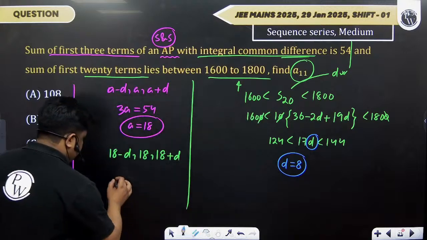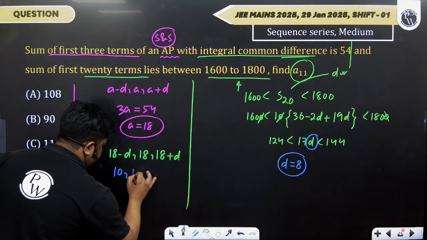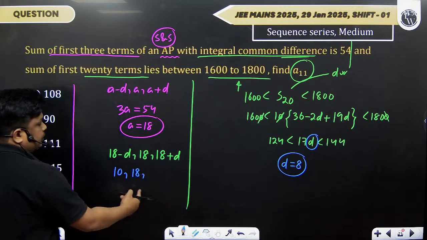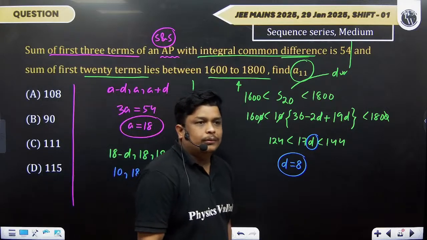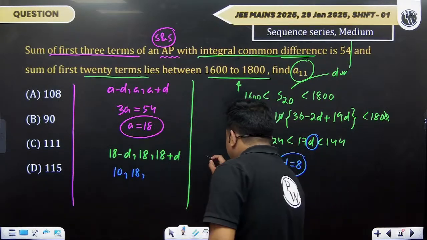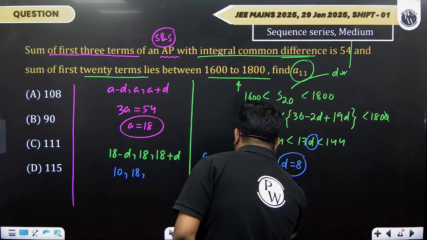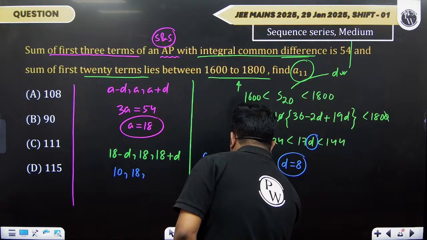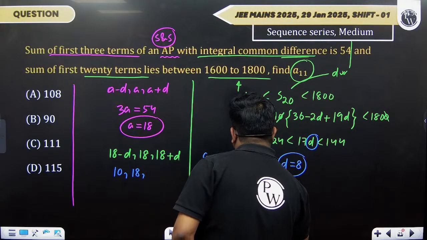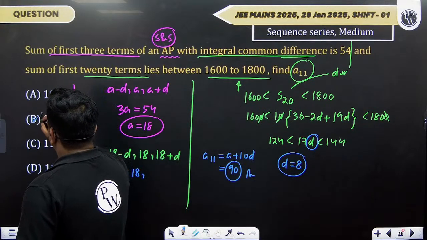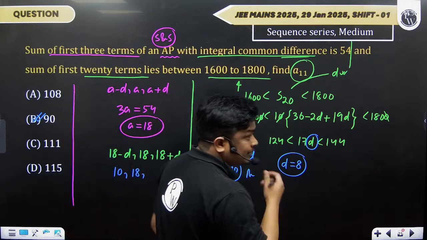We got our AP. The first term is 10, common difference 8. We can now easily calculate A11, which will be A plus 10D, which is very simple. Answer is 90.